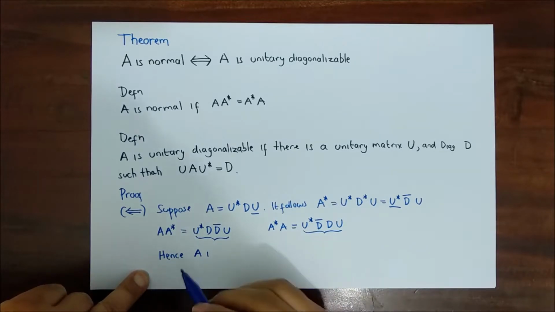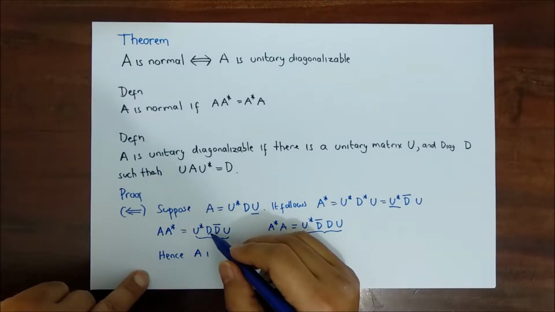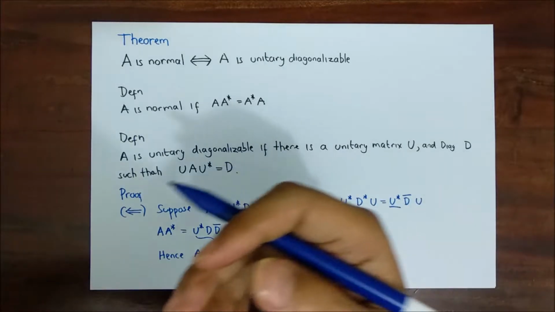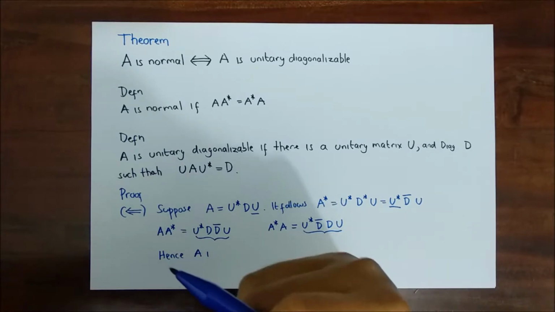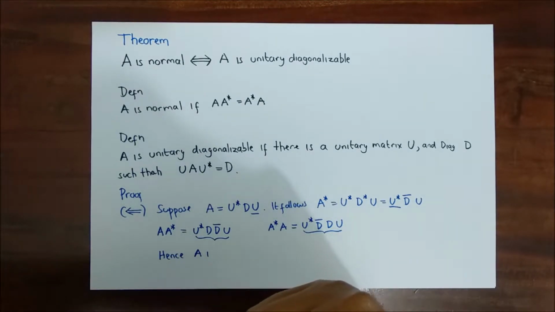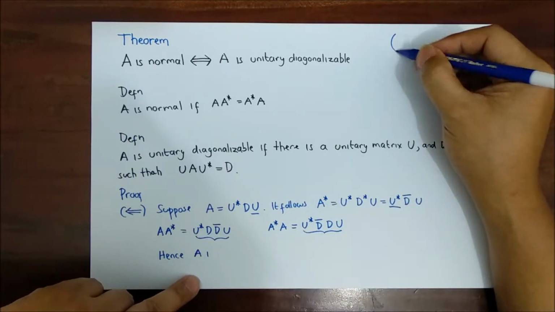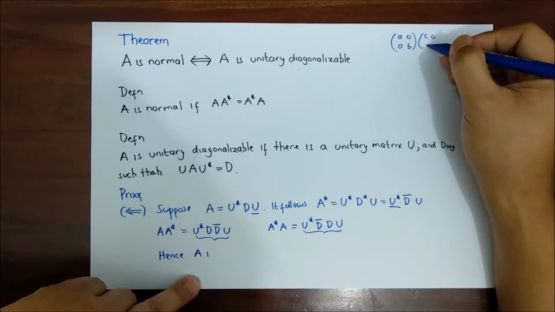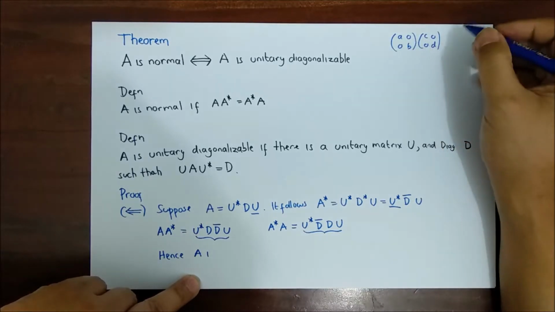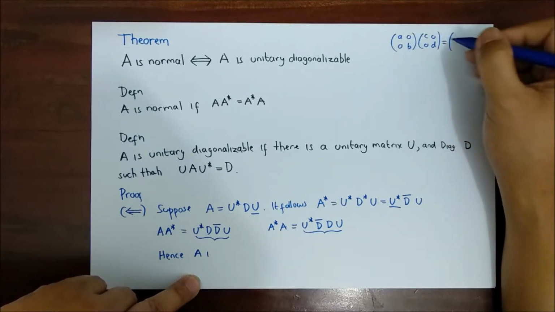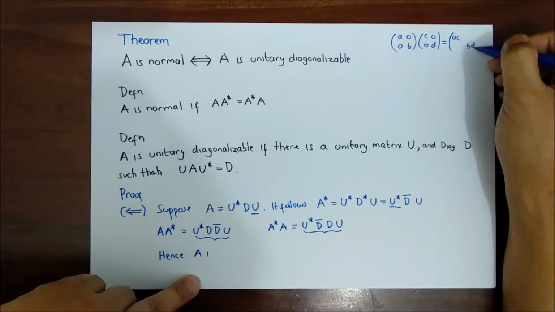Hold on, I need to say that because D times D bar is just multiplying the diagonal entries entry by entry. For example, this is a very simple illustration. If you have two diagonal matrices like this, then when we multiply, we just multiply the non-zero diagonal entries. It's going to be AC and here is BD.